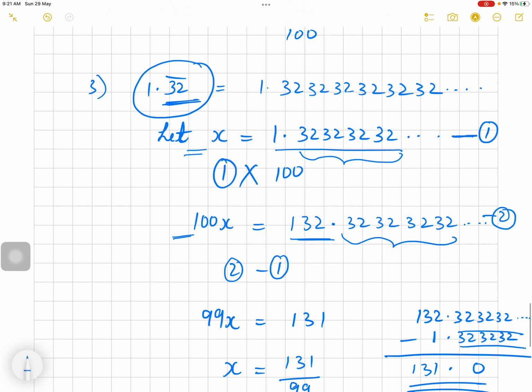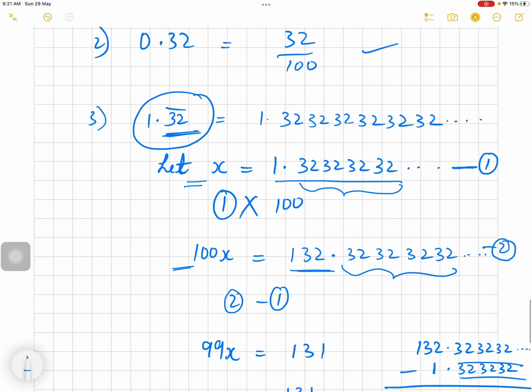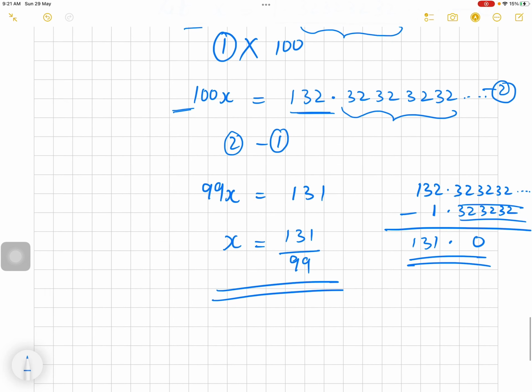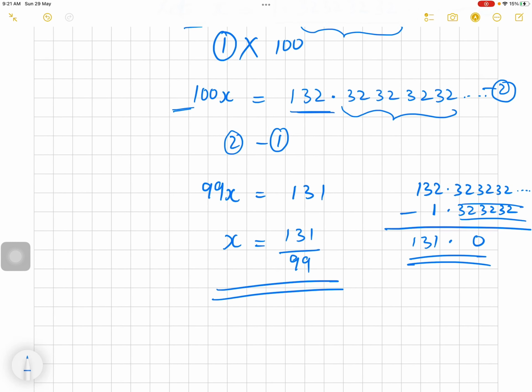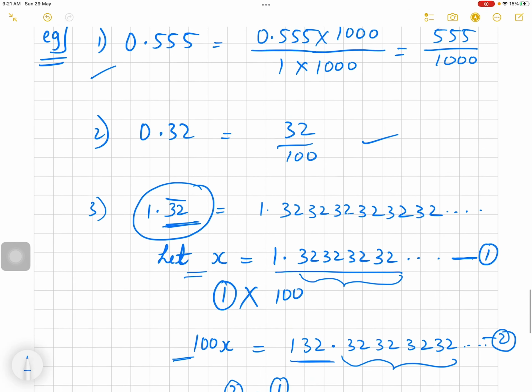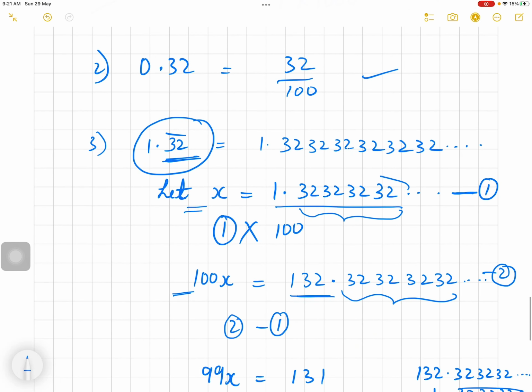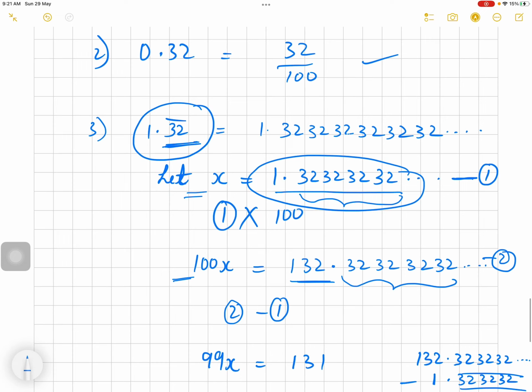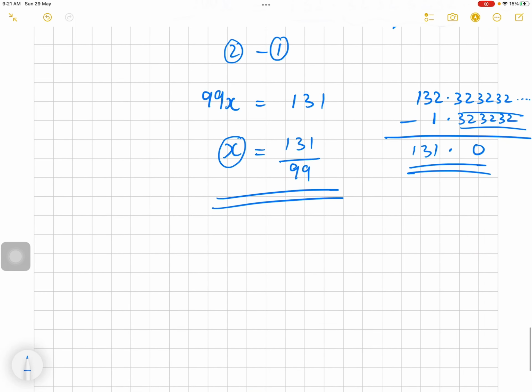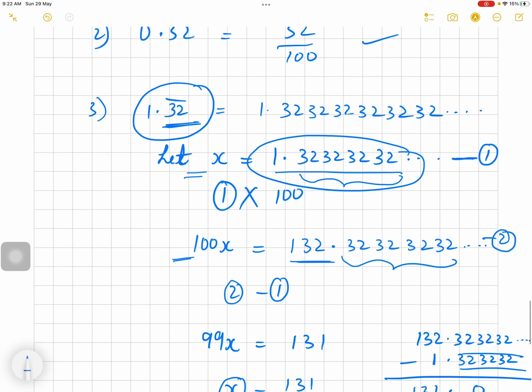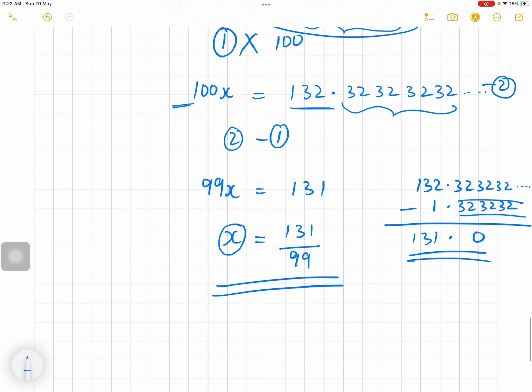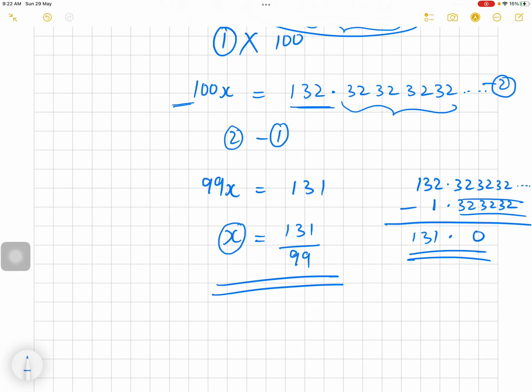Next one. One more example. So x is my number. Let x be 1.32323232, and now x is equal to 131 by 99. So 131 by 99 is 1.32 recurring. If you want to check, you can just use a calculator.